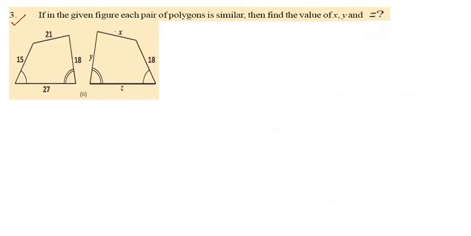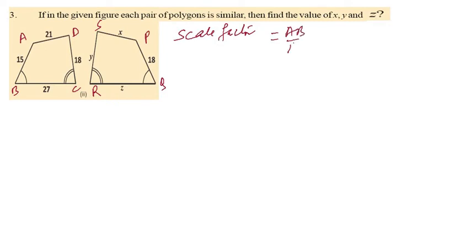It is the third question. Find the value of X and Y, Z. So you can write here the naming. It is A, B, C and D. So you can write here P, Q, R and S. Now scale factor you can write here, it is AB upon PQ.